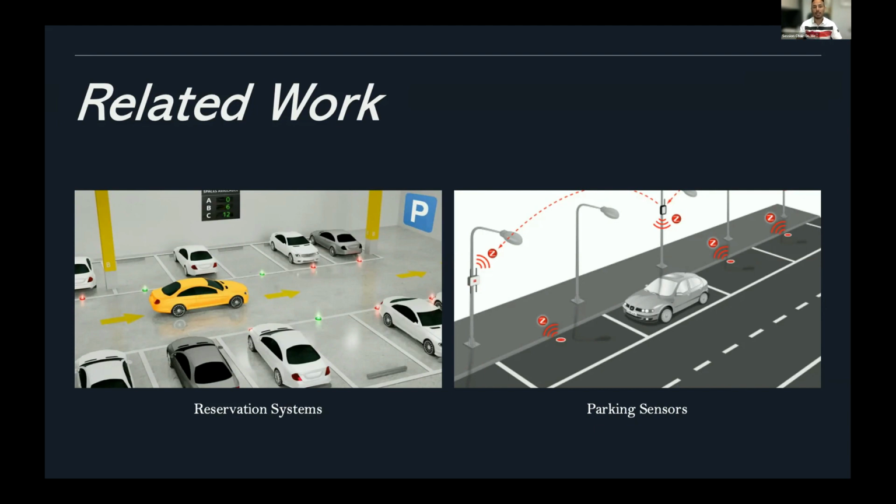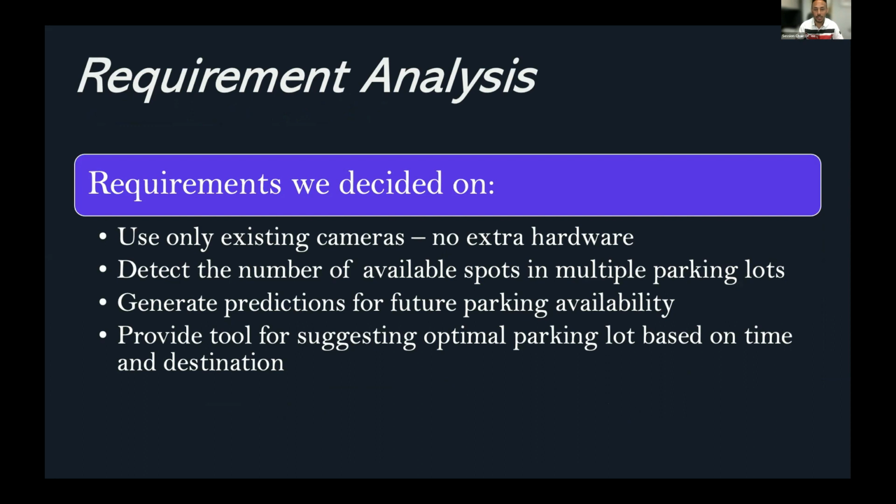So when it came time for us to propose the solution that we wanted to create, we thought about it this way: we have parking lots and we have cameras, what we call CCTV, or closed-circuit television systems, which is basically a network of cameras.